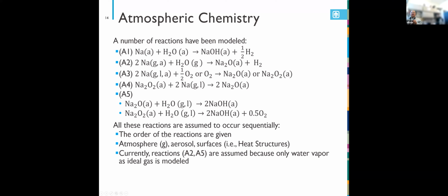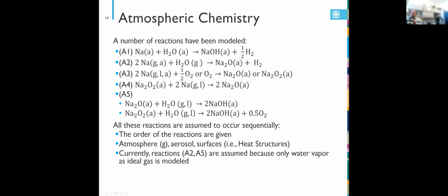Okay, and then we're looking at the gases. And then looking at the aerosol to aerosol reactions, and on the surfaces, where there can also be reactions. So the atmospheric chemistry is looking at anything other than spray fire and pool fire, and also considers the formation of hydroxides. So it pretty much covers everything else in the containment in terms of reactions. Okay.